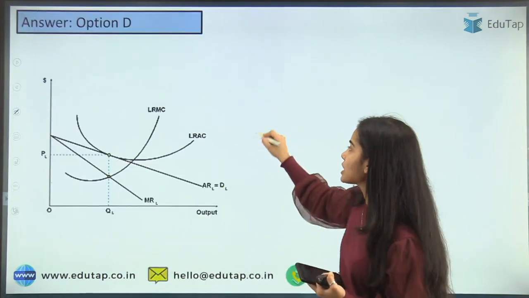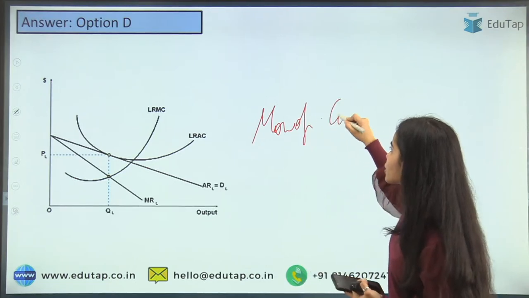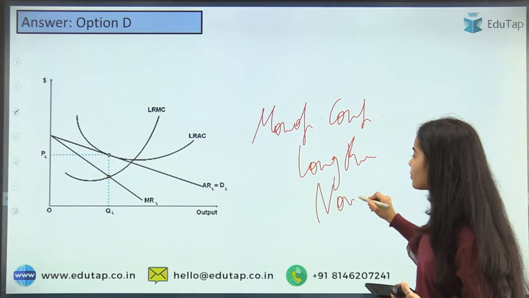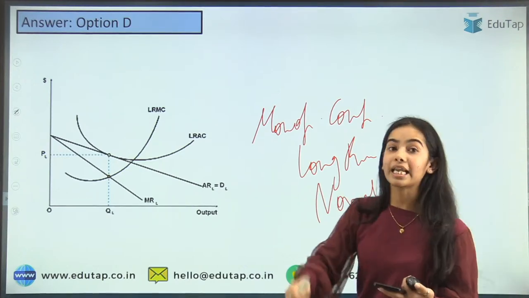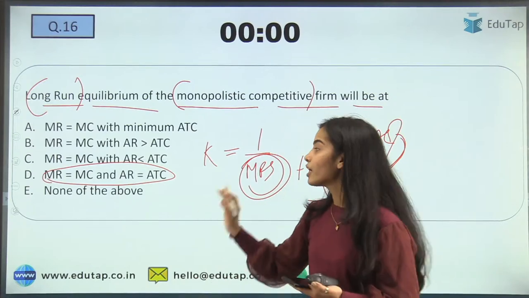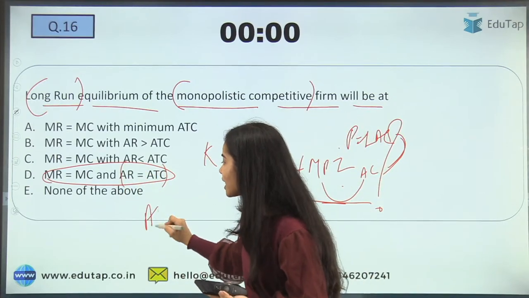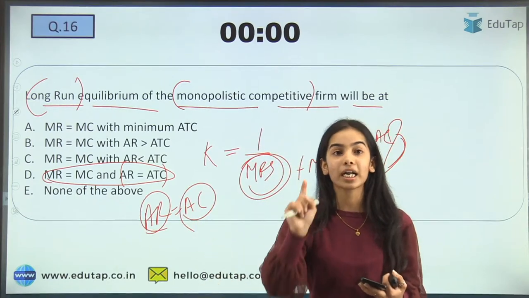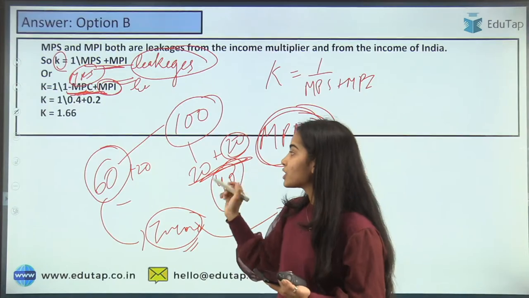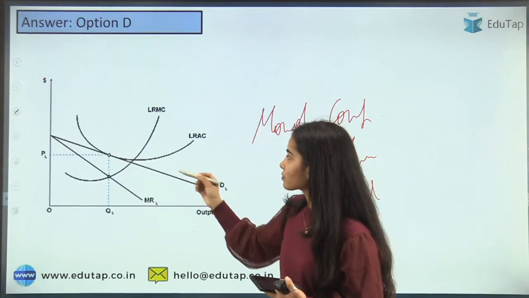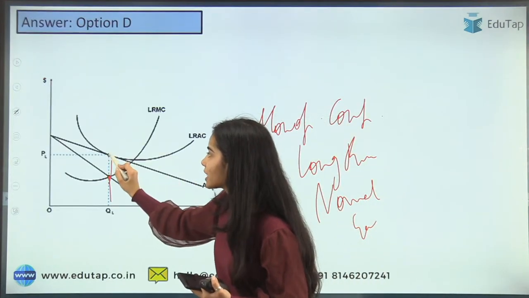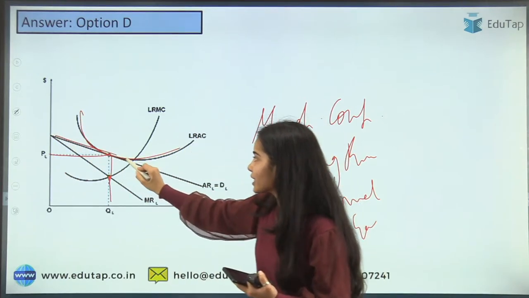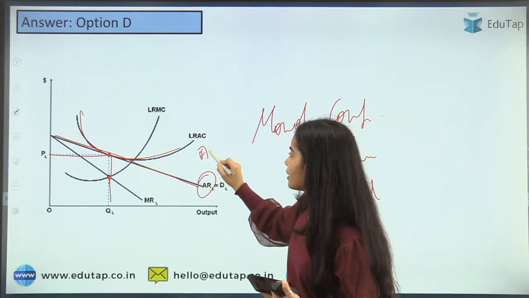Because see, in the monopolistic competition, what happens is that in the long run, you are earning normal profits. You are earning normal profits, and I have told you in perfect competition also, normal profits are here. When the AR is equal to average cost, when the average revenue is equal to average cost, then you are earning normal profits. Okay, and MR is equal to MC. MR is equal to MC, so you are at the profit maximization point and your average cost is touching the AR. AR equal to AC, so normal profit.